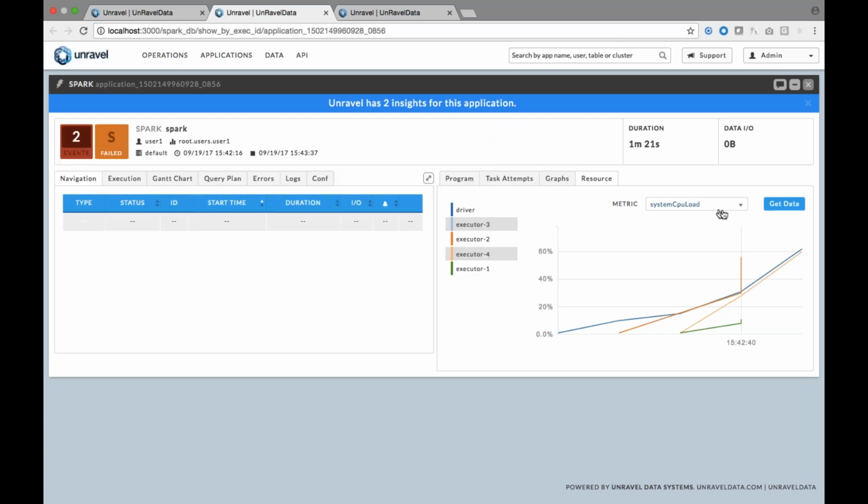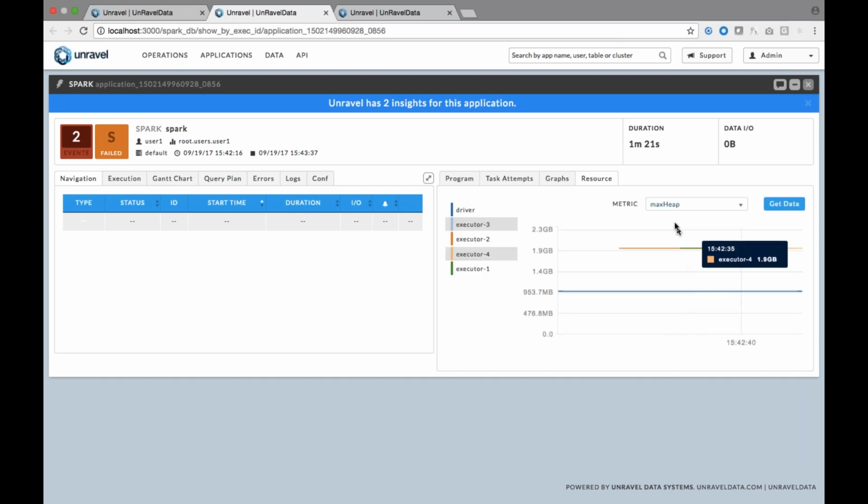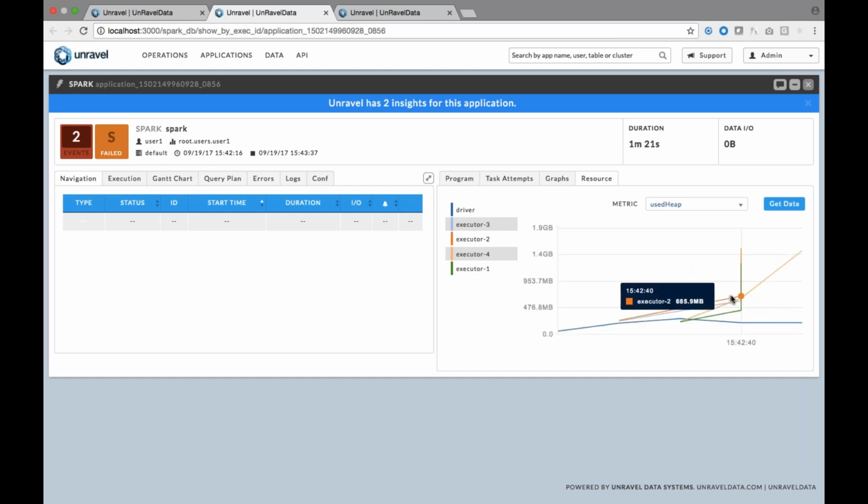So let's take a quick look at the parameters that were actually being mentioned. We can take a look at the maximum heap, the Java heap that is being allocated. That is around 1.9 to 2 gigabytes for this application. And if you look at the used heap, you'll see how the executors that are running tasks have a gradual increase in their JVM heap size, and that's the reason why they are going out of memory.